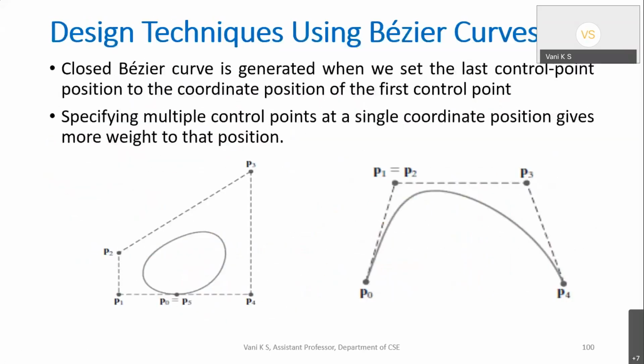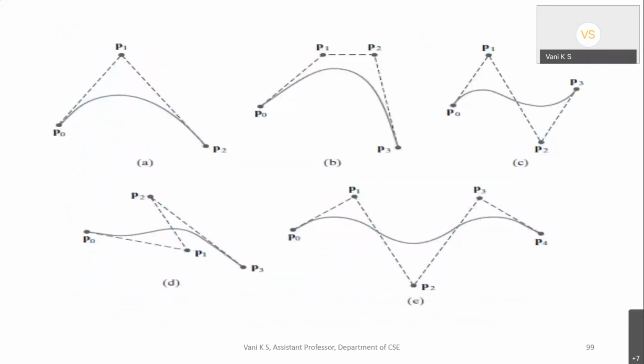I showed you the example of Bezier curves here. These are all the examples. So this is a cubic Bezier curve, 4 control points. This is also an example of a cubic Bezier curve. So the number of control points will be 4, and the degree will be 3.